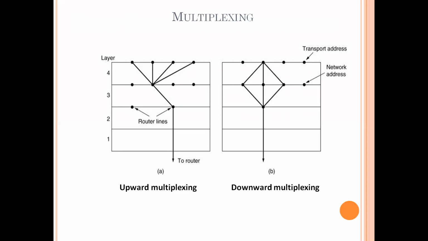If the user needs more bandwidth than one virtual circuit can provide, a way out is to open multiple network connections and distribute the traffic among them on a round-robin basis, as indicated in Figure B. This shows downward multiplexing. Both figures show four distinct transport connections, all using the same network connection, that is the IP address, to the remote host.